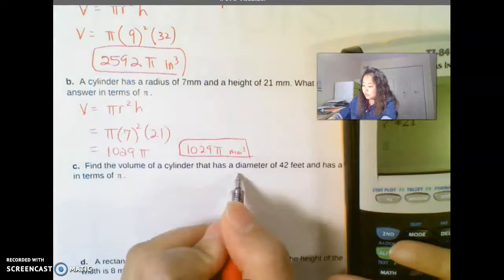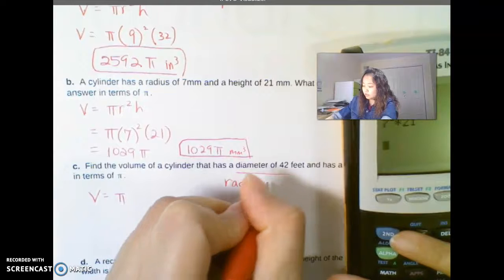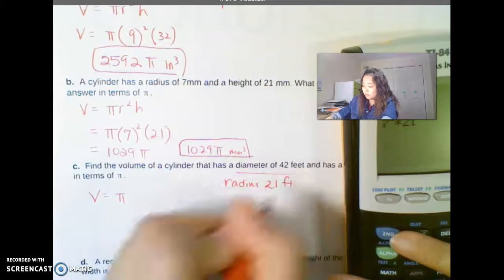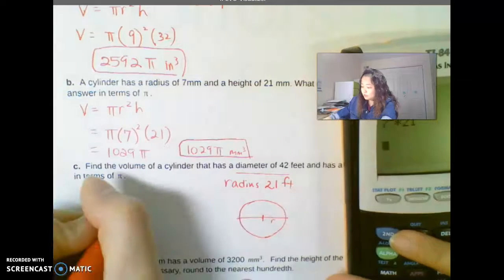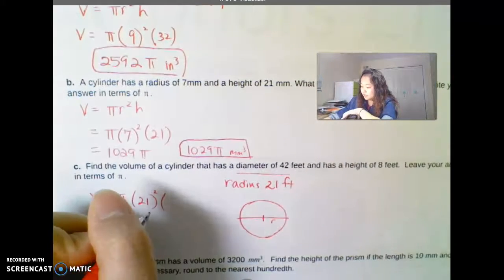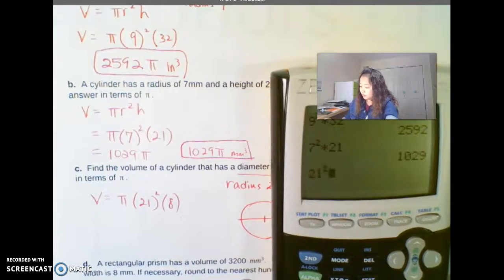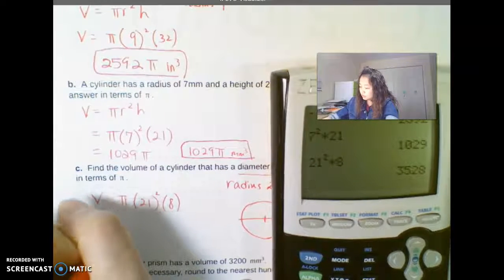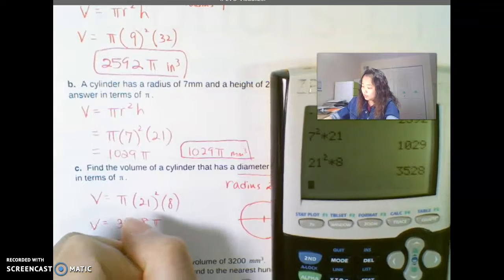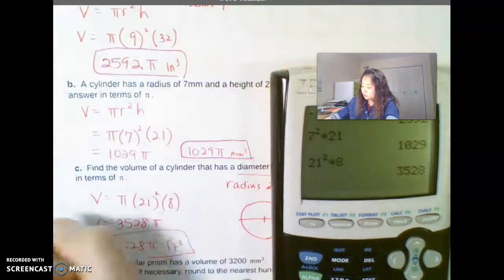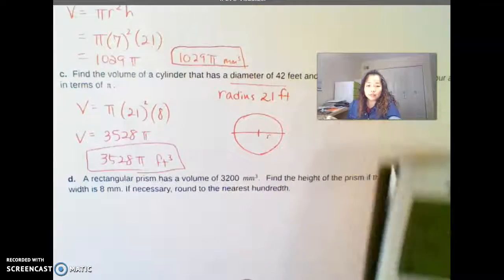C is really the same thing. Diameter is 42. So make sure you rewrite, the radius is half of this. Okay? So diameter is the entire thing. Radius is only half. So that would be 21 squared times height, 8. So it'd be 21 squared times 8. 3,528 pi. 3,528 pi feet cubed. Done.